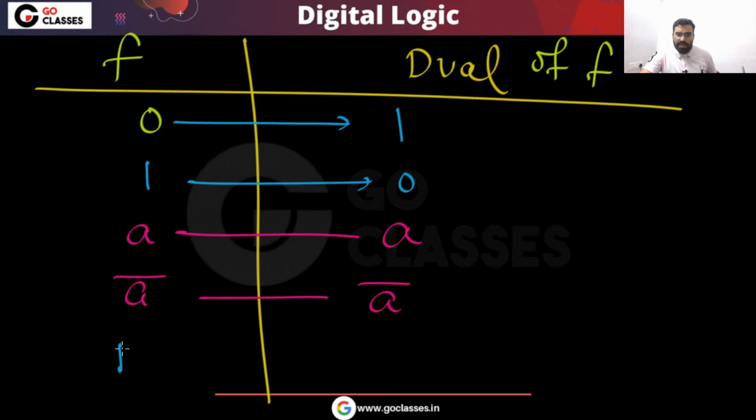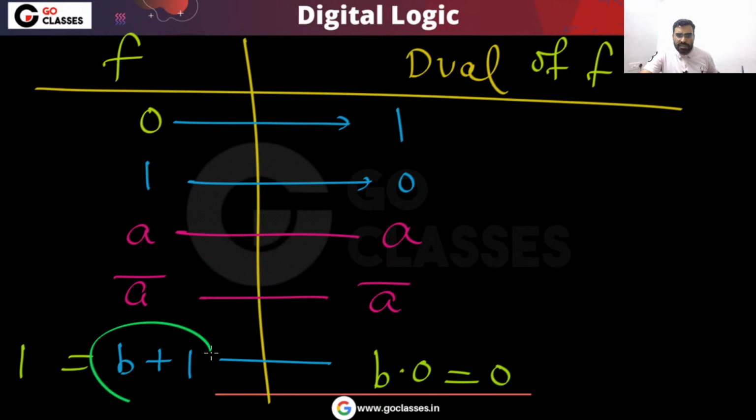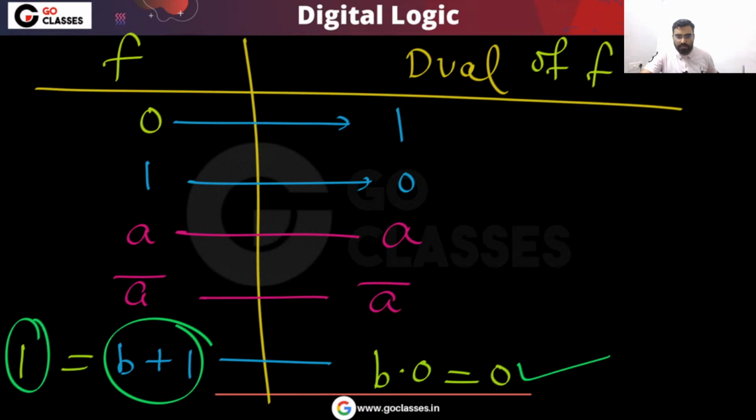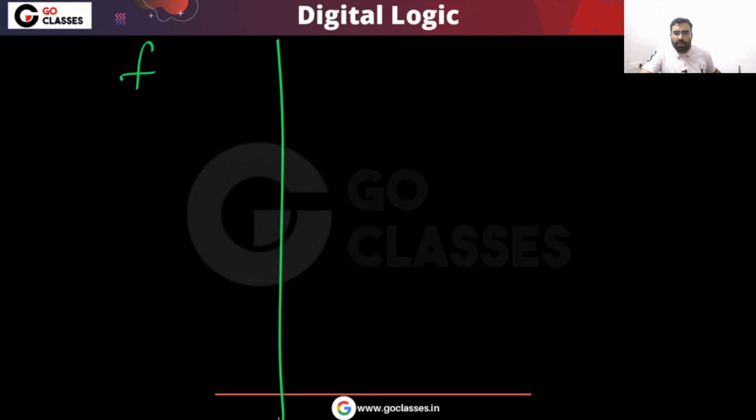What is the dual of b plus 1? That will be b dot 0. So you can notice this is 1, and this is 0. So that is correct. You know this function is 1, this function is 1, this function is 1, this function is 1, so the dual will be 0.